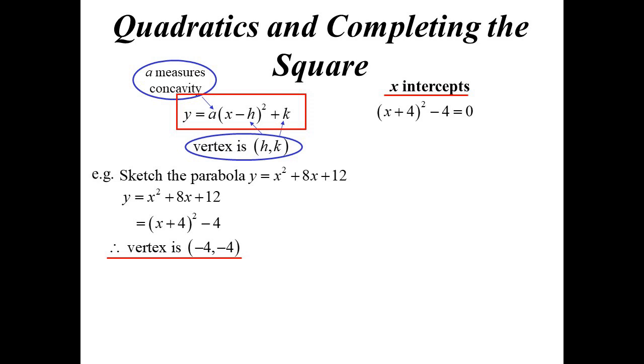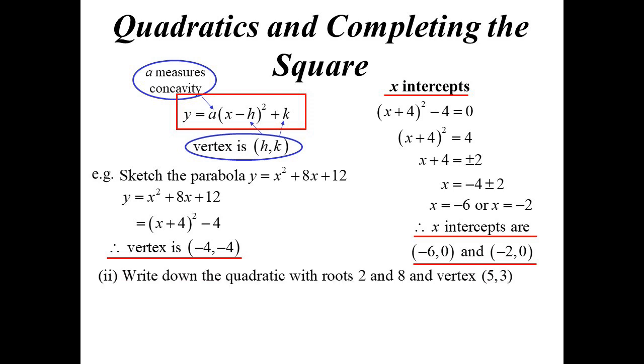X-intercepts. Well, now that I've completed the square, I can move the 4 across and solve that. So x plus 4 is plus or minus 2. x becomes either negative 6 or negative 2. This question we looked at: write down a quadratic with the roots 2 and 8 and vertex (5, 3). Well, I could now do it this way, because if the vertex is (5, 3), I know it will end up in the form some constant k times (x minus 5) squared, so x minus the x value of the vertex, and then plus the y value of the vertex, so plus 3.